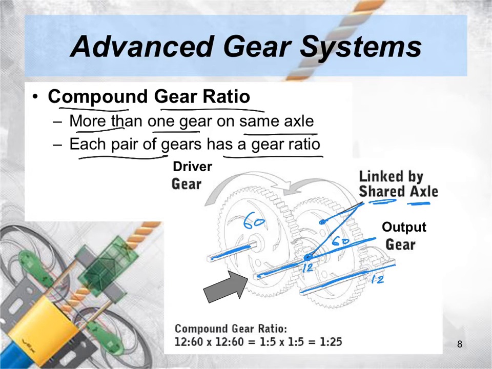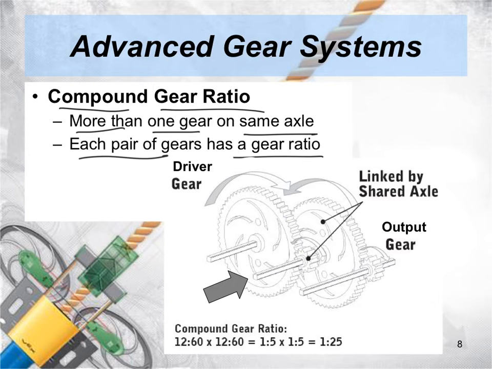So how do we find out the gear ratio? Well, remember, to find out a gear ratio, we compare output to driver. We have a little ratio written down here on the bottom. So we have the 12-tooth gear compared to the 60-tooth gear, because those two are a ratio. But we also have a 12-tooth gear and a 60-tooth gear over here. So that's a ratio. So when we take these two ratios and we multiply them, we get a 1 to 25 gear ratio. So what does that mean?